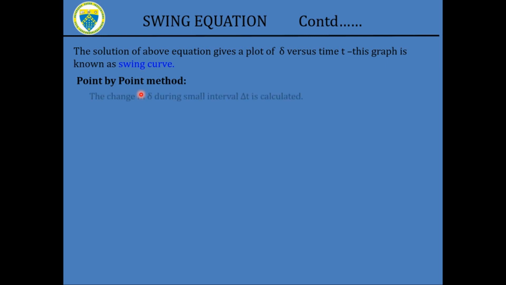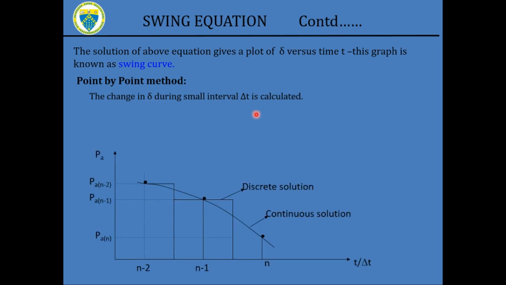In this method, we are interested in observing the change in delta, the rotor angle, during a small interval delta t. So for each small change in time, the delta is calculated and the delta versus time is plotted. Before going to that, this is the graph of accelerating power versus the change in time, that is the time axis we have represented here.